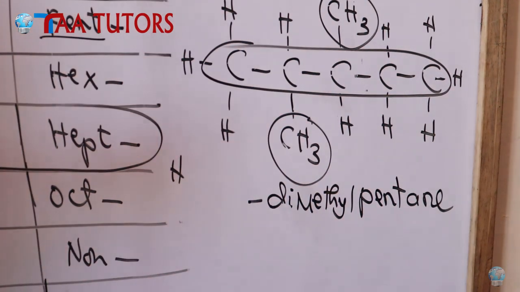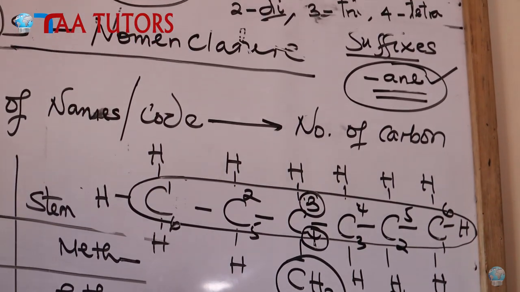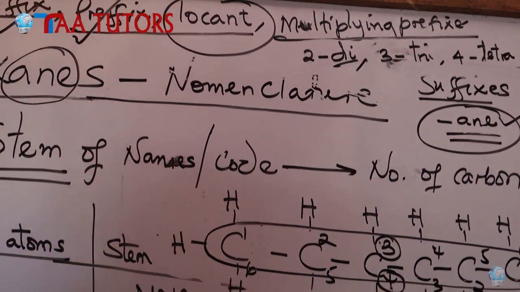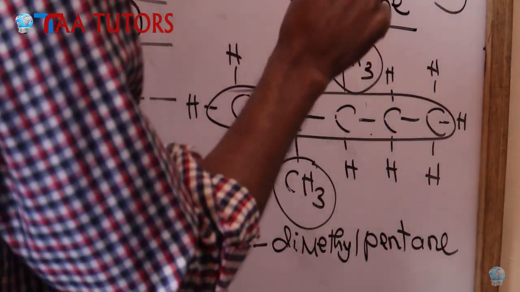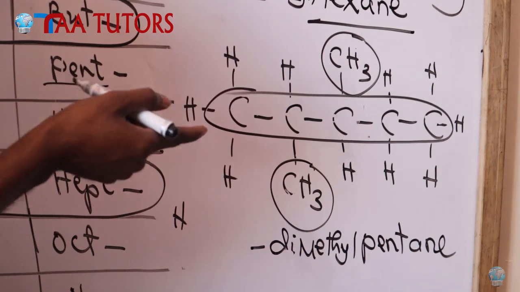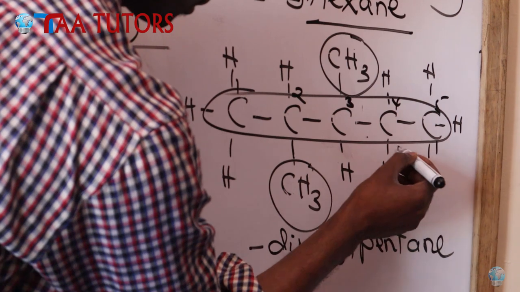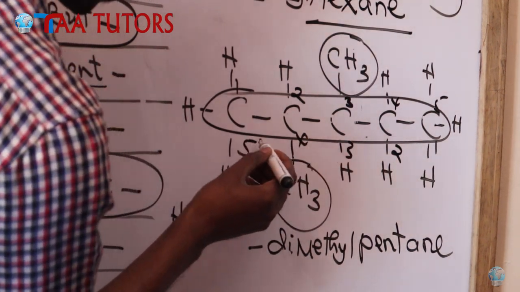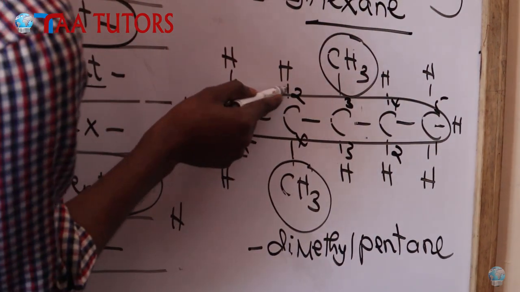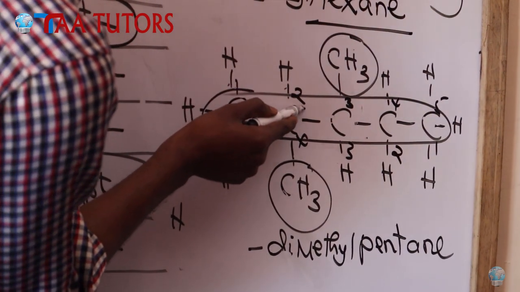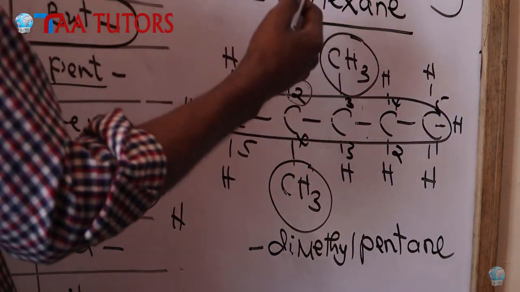You are almost there, but there's something missing. The locant is missing. To what position are these two methyl branches attached? Are they attached to the same carbon atom? If yes, what is the position of that carbon atom? How to give position? Just number 1, 2, 3, 4, 5. We can name it from here or from there. But let us see, if I start from here, 1, 2. The first branch is on the second carbon atom, meaning the locant, if I start from here, is on the second carbon atom. Remember, the third will not really give me a problem.